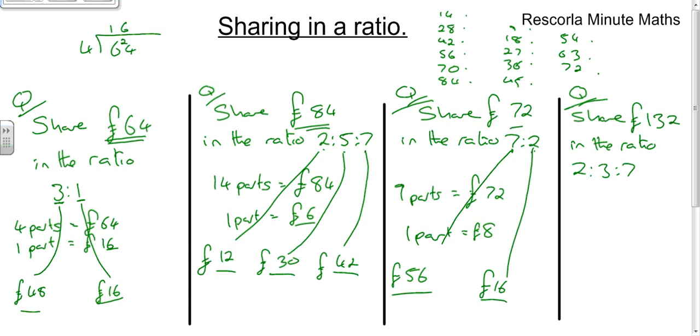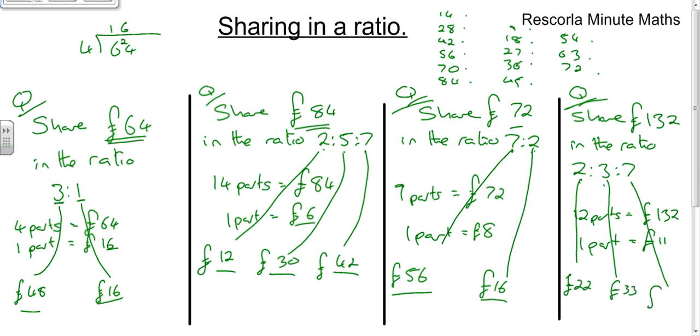The final one, you add up 2 parts, 3 parts, and 7 parts. That's going to be 12 parts. So you write down 12 parts equals 132. Now 10 12s are 120, so 11 12s are 132. So if we divide 132 by 12, we get 11. So 2 parts is £22. 3 parts is £33. 7 parts is £77. And well done if you got all those.